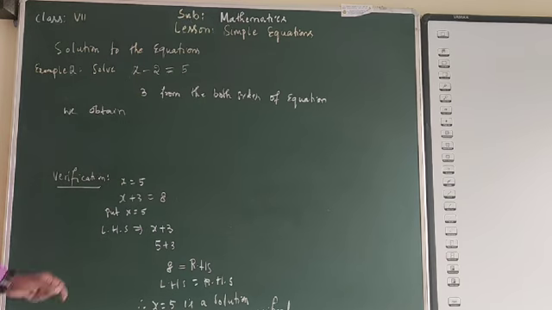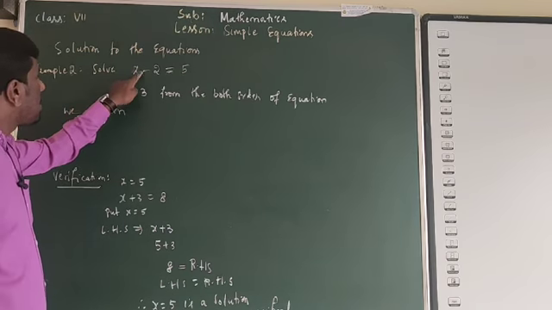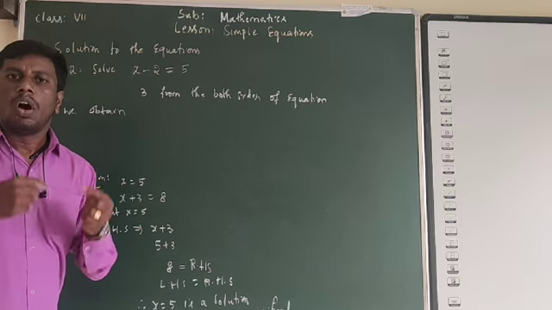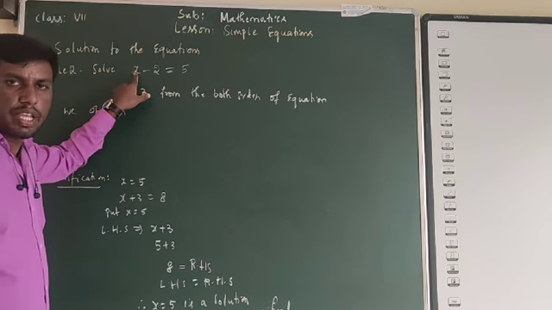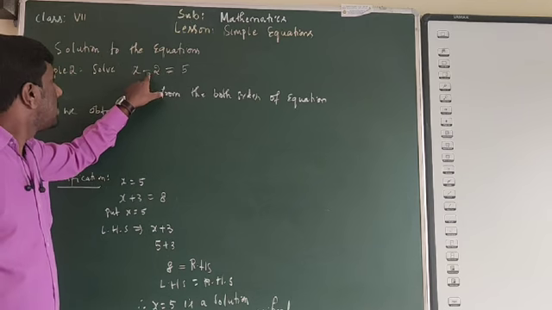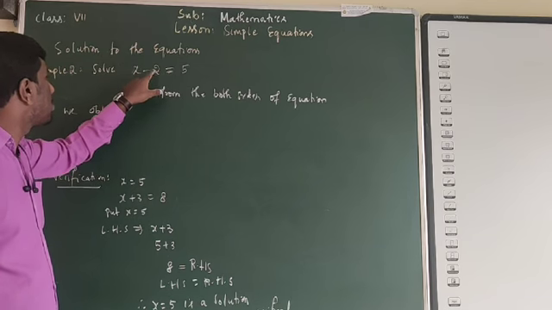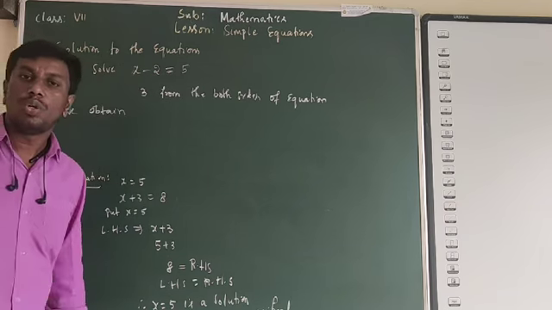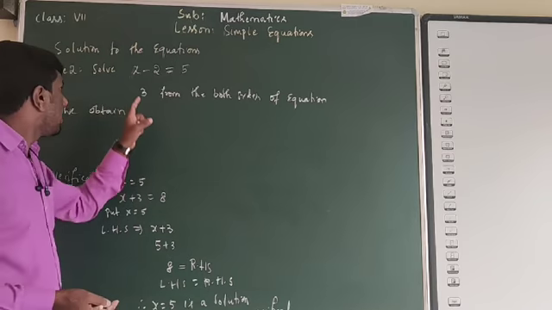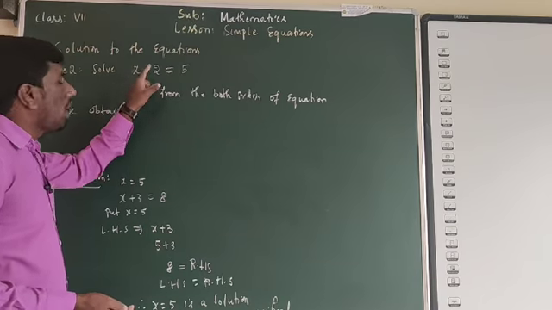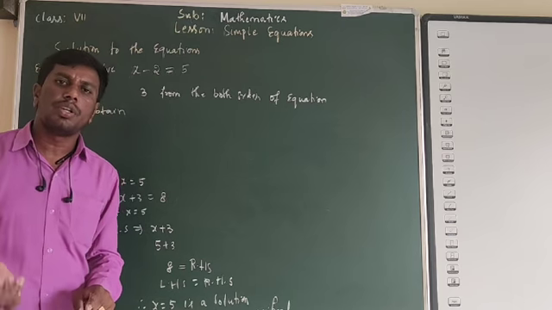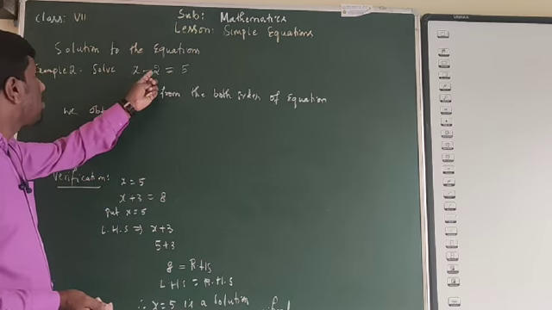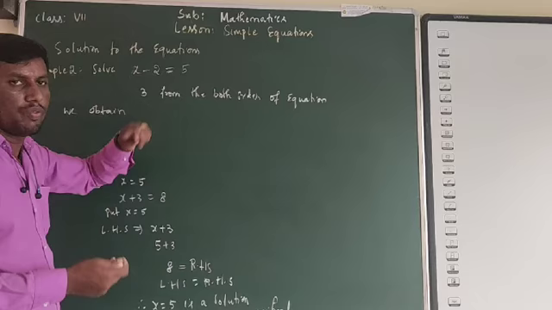You can observe that the equation is x minus 2 is equal to 5. Solving means I need to find the x value. Here, 2 is subtracted from x, so I need to remove this 2. What do I need to do? I need to add 2, so this minus 2 will get removed.